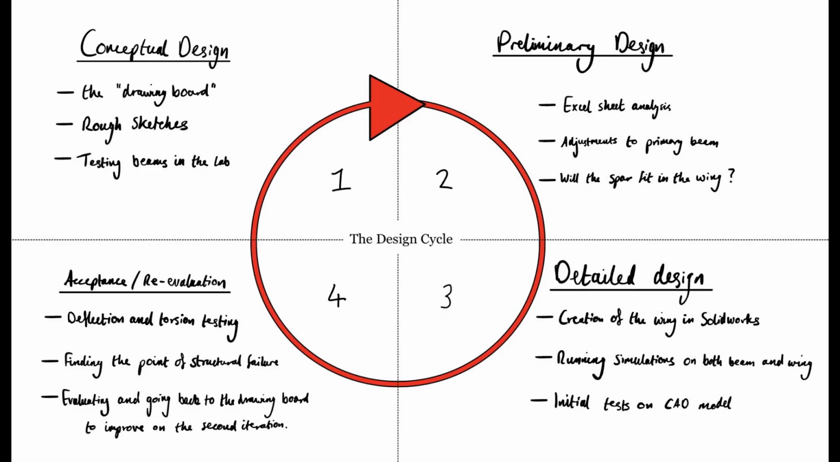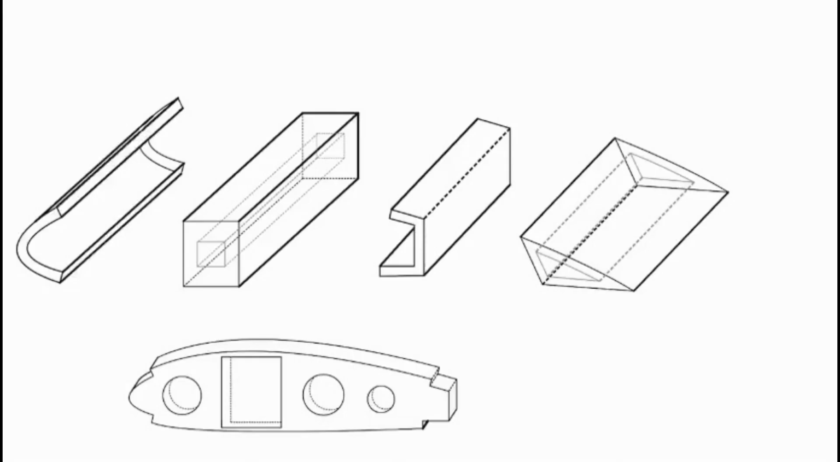The design cycle is an iterative process comprising conceptual design, preliminary design, detailed design, and acceptance and reevaluation. Once the process is complete, improvement upon ideas and rectifying mistakes leads us back into the cycle to improve our design. Conceptual design. We started out sketching the parts required to make our wing.